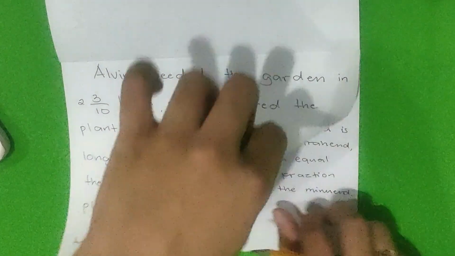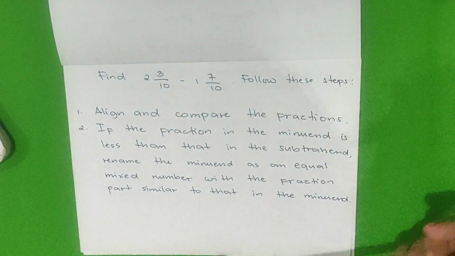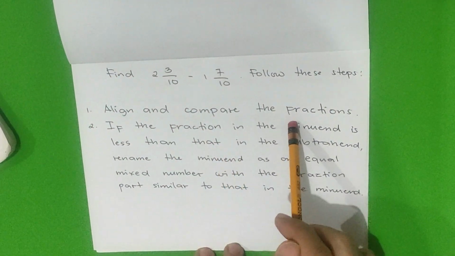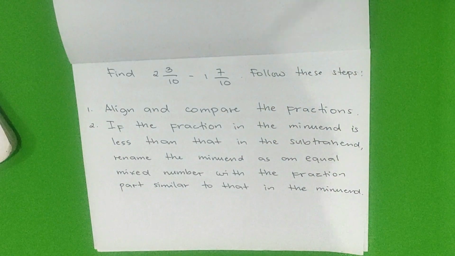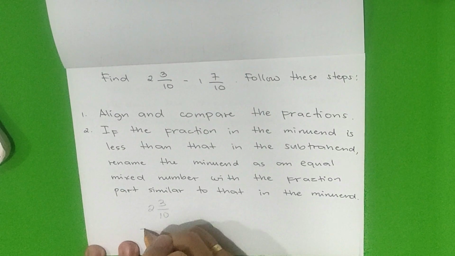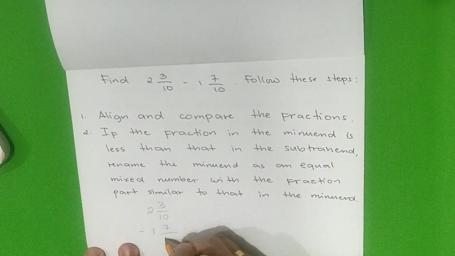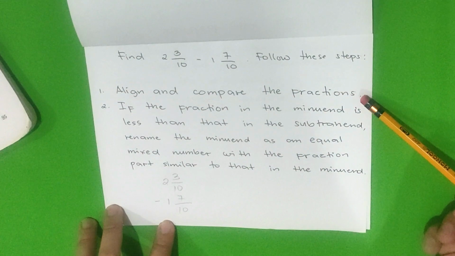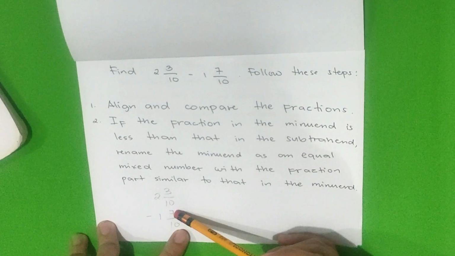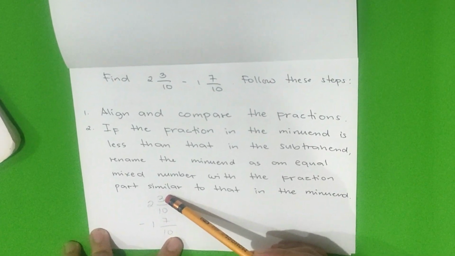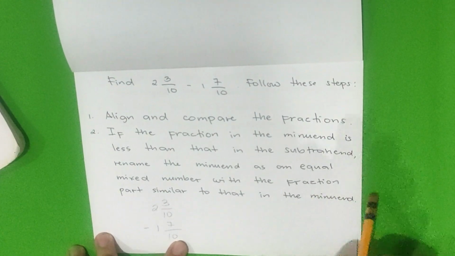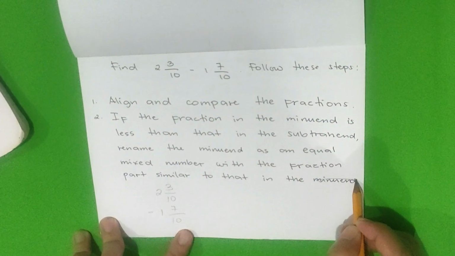Now, to find the answer, let's follow the steps. First, align and compare the fractions. 2 and 3/10 minus 1 and 7/10. Step 2. If the fraction in the minuend is less than in the subtrahend, rename the minuend as an equal mixed number with the fraction part similar to that in the subtrahend. Sorry for that, it's subtrahend.